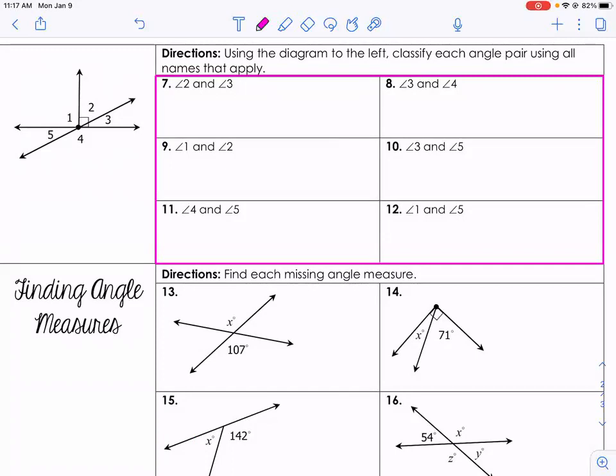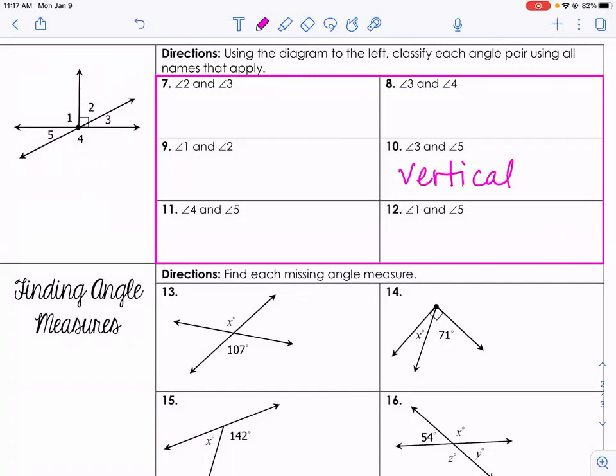Okay, Braylea, which one do you want to tell me about? Okay, 3 and 5 are what? Angles 3 and 5 are vertical angles. Do you agree with Braylea? For number 10. Yes. Okay, they are across from each other, where 2 lines intersect.